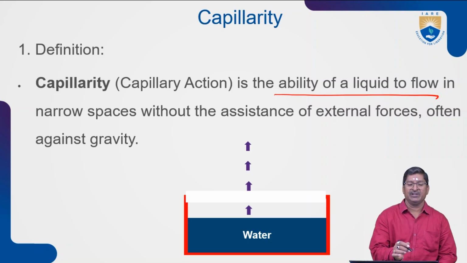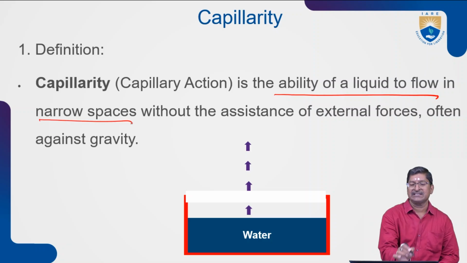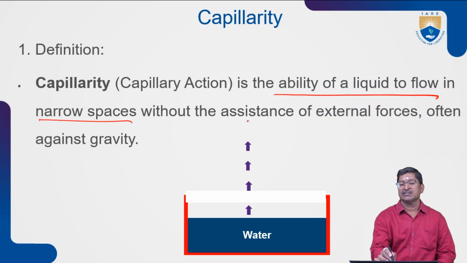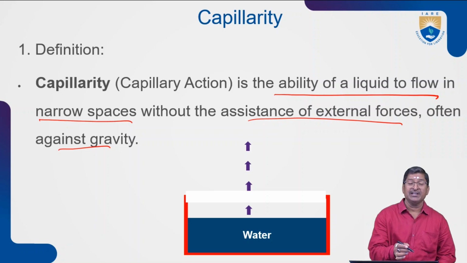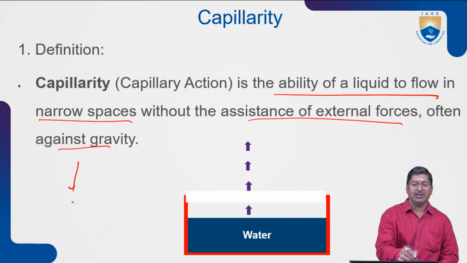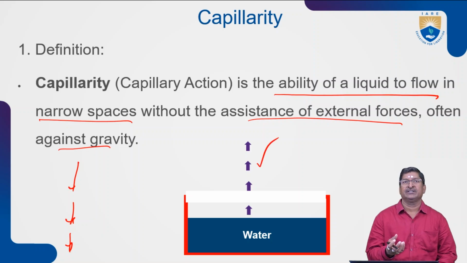So when will it occur? In a small diameter tube or narrow spaces, without the assistance of external forces, or against gravity. So without using any pumps or any other external forces, the liquid or fluid will rise or travel against gravity. That means gravitational force acts downwards, but here the fluid will go upwards. So that is called capillarity here.